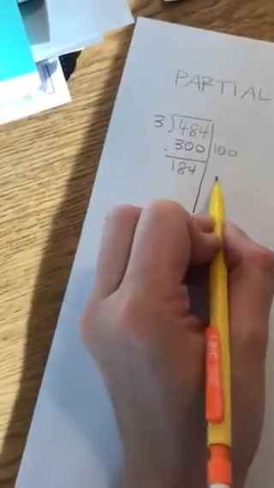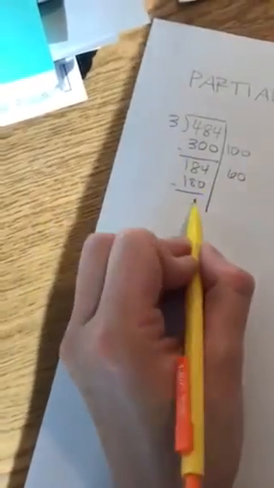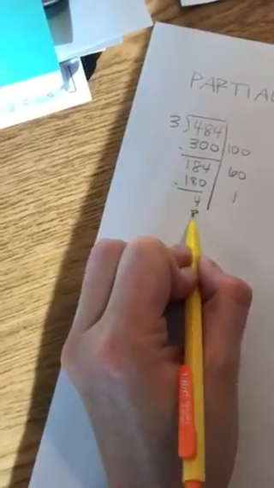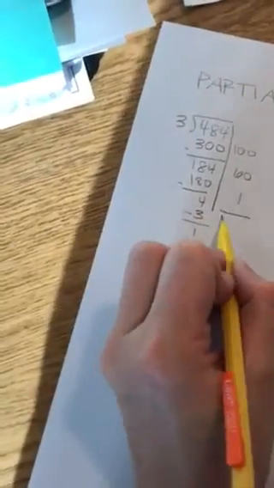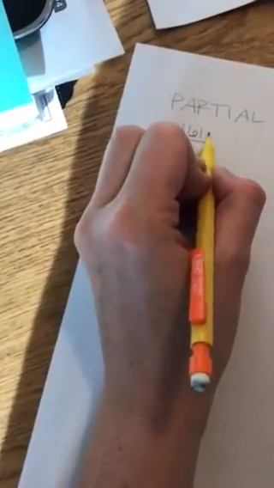If I really know my math facts, I might choose 60 as my next number, and then I have 180. Go ahead and subtract. I can make one more group of 3. So I have put a 1 out to the side, subtract, I get 1, and then my quotient is 161, remainder 1, which we can still write up here at the top.